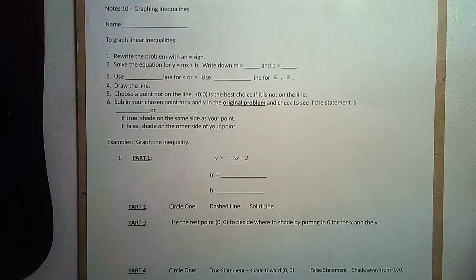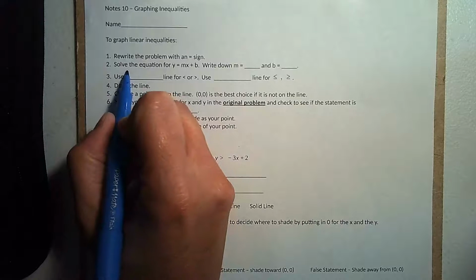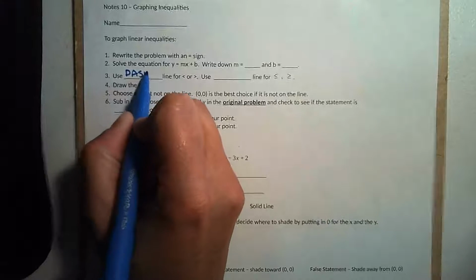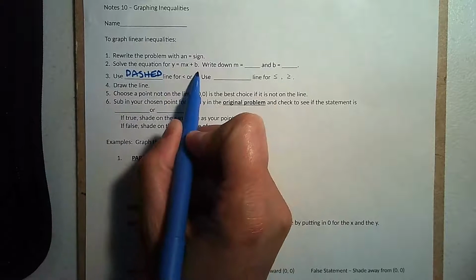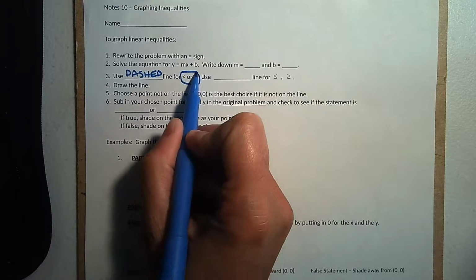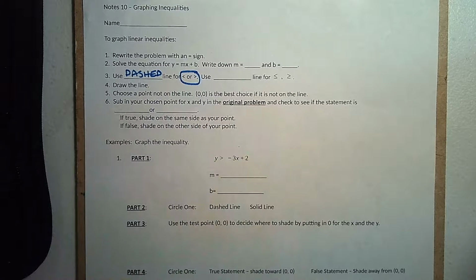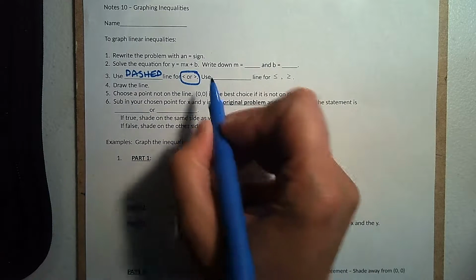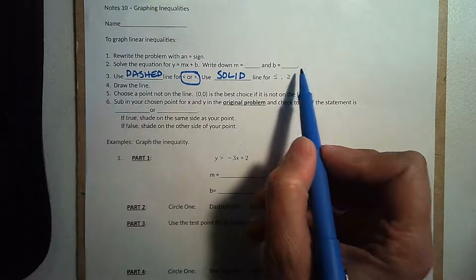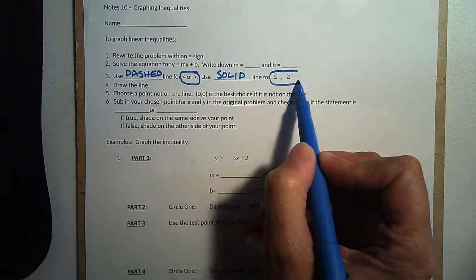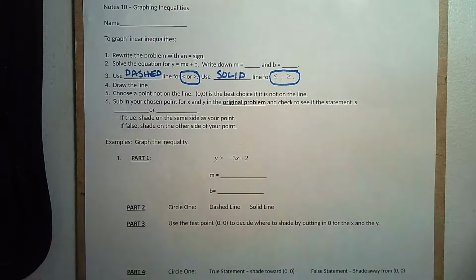And then we will use a dashed line for the less than or greater than, and we will use a solid line for the less than or equal to, or the greater than or equal to. Then we'll draw our line.